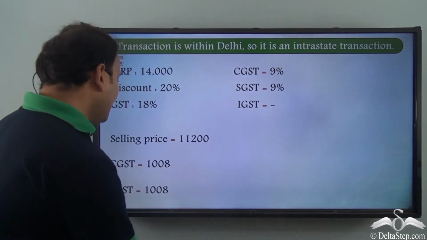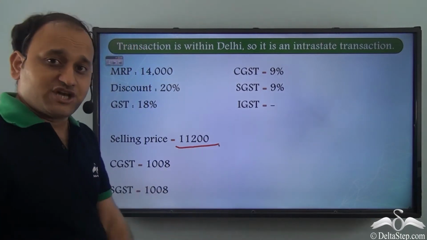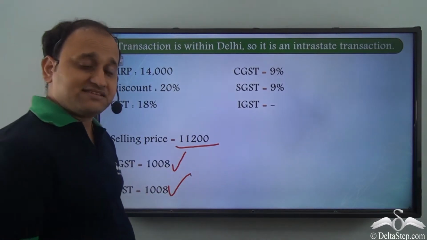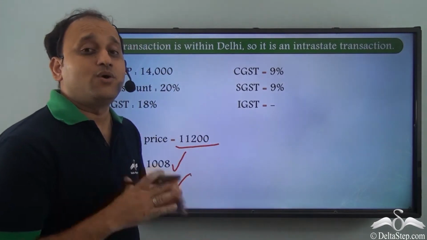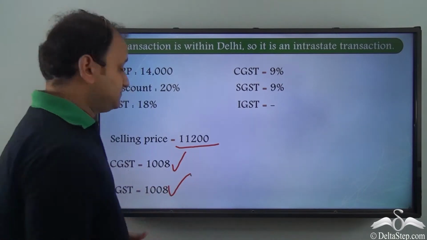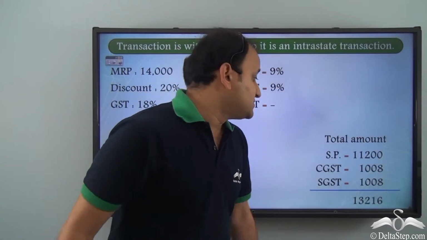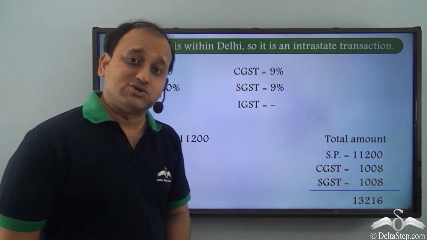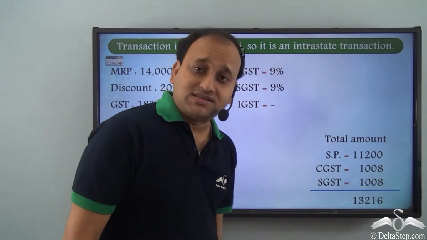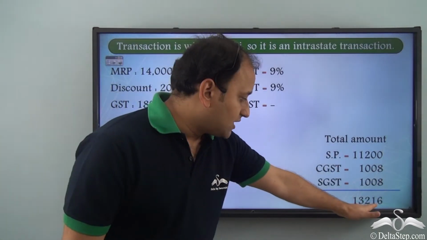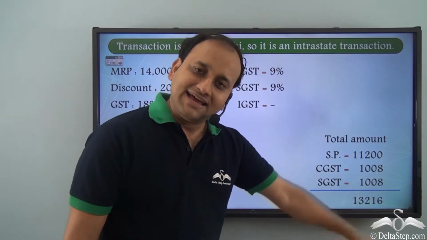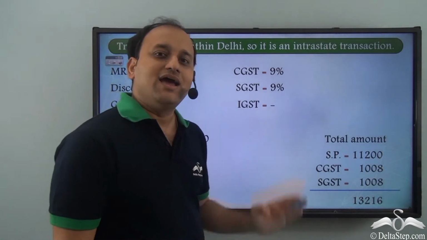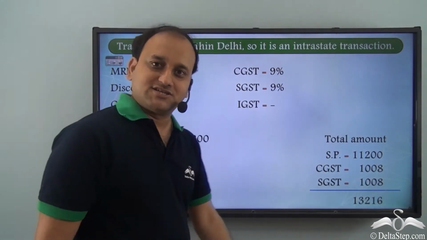Well, the customer will pay the selling price as well as the GST. So, both these amounts will be added to the selling price and the final amount is what is to be paid by the customer. So, the total amount is SP 11,200 plus CGST 1,008 and SGST 1,008. So, the total amount comes to 13,216. So, this is the amount that the customer will pay as the final amount.